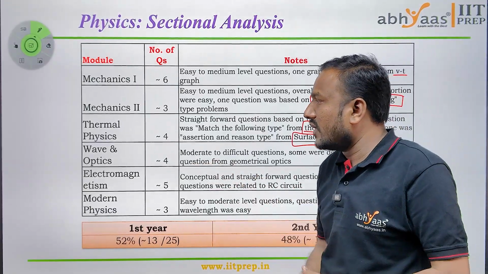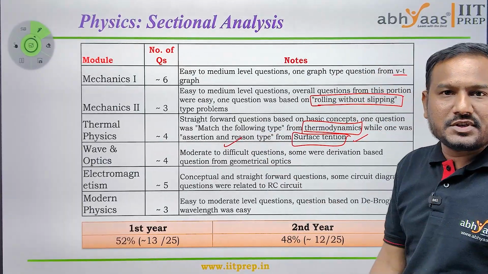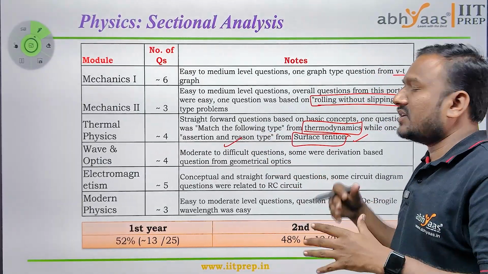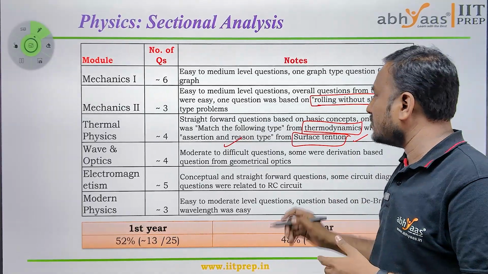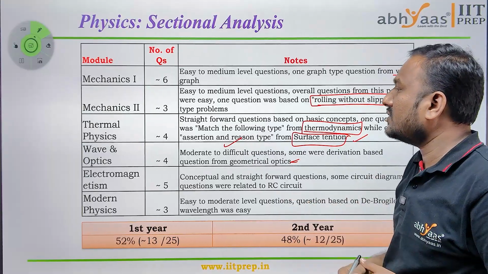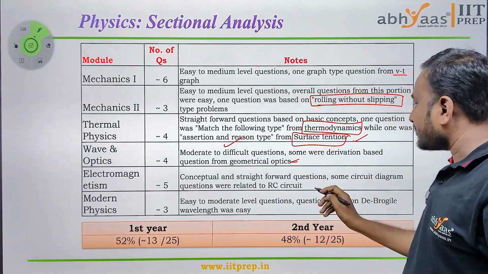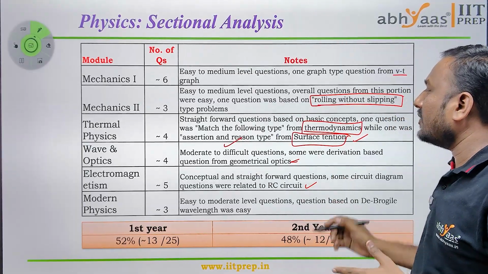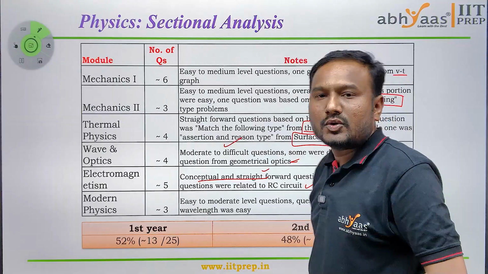And when you come to waves and optics, we have seen moderate to difficult type of questions to test our knowledge, and somewhere derivation based questions also in optics. Now when it comes to electromagnetism, we were given RC circuit questions and straightforward questions only.